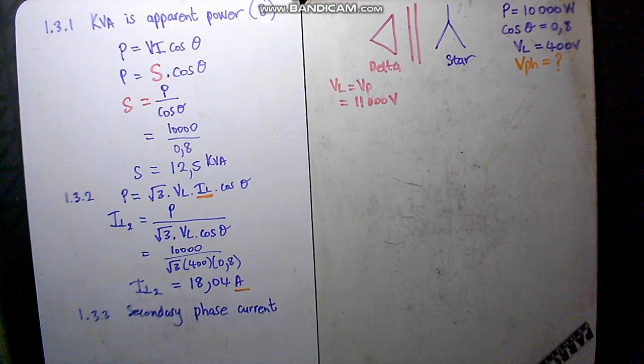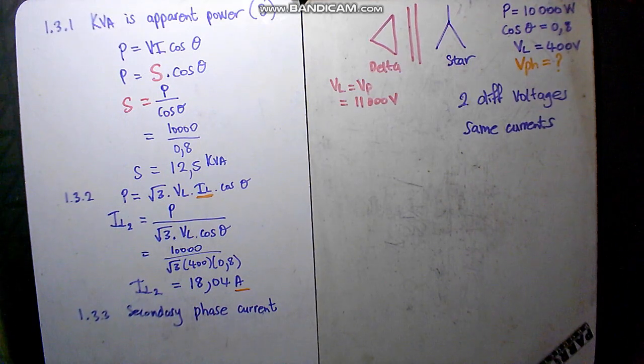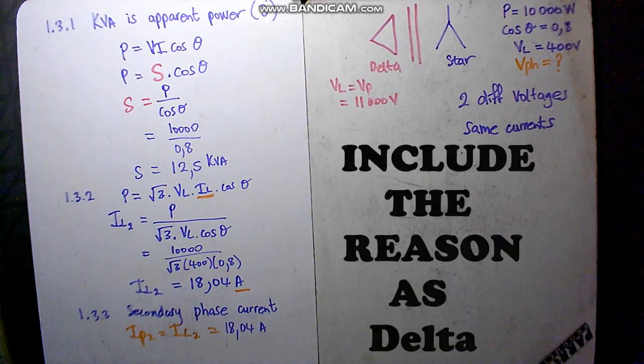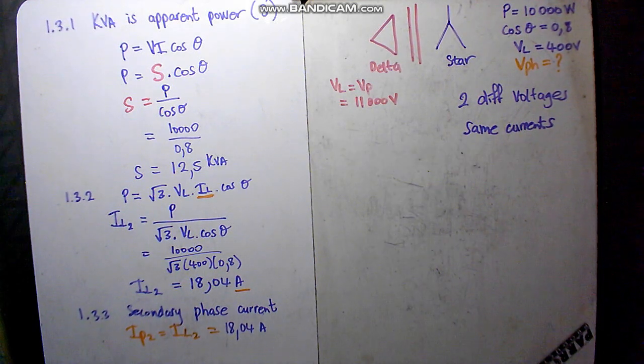1.3.3, the secondary phase current. It looks very tricky but so simple. With star connections, are the currents the same or the voltages the same? The voltages are different and the currents are the same. Therefore, I phase 2 is equal to I line 2 and our value is 18.04. Another question that they could have asked here is calculate the phase voltage. Then all we do, we'll take the line voltage and divide it by root 3. Okay, and that is one of the other questions that I could have asked.